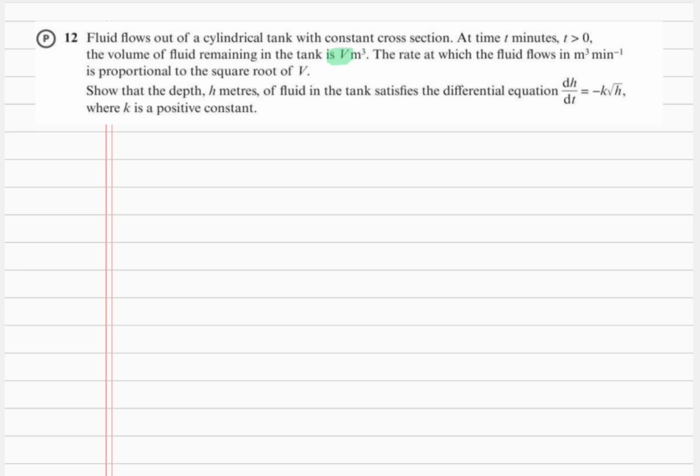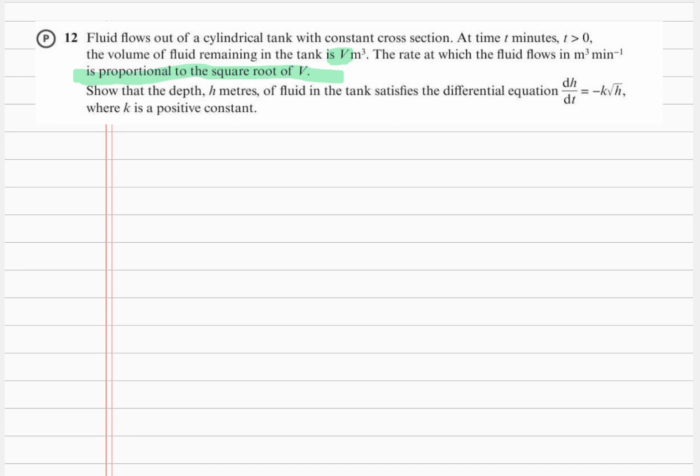So we have the volume V. The rate at which the fluid flows in meters cubed per minute is proportional to the square root of V. So here is very important because this helps us to form the differential equation. Show that the depth h meters of fluid in the tank satisfies the differential equation dh by dt is equal to minus k square root of h, where k is a positive constant.